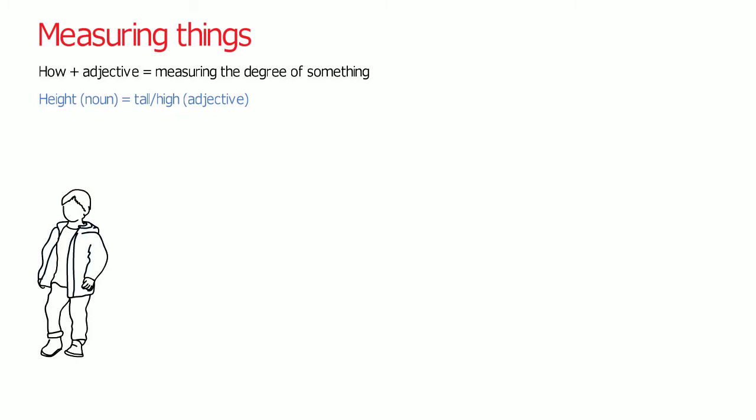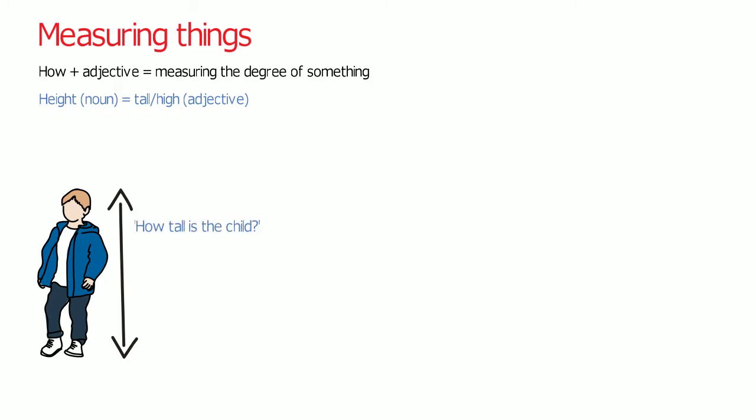For example, what is the adjective which corresponds to the noun height? That's right, tall for things which are the height of a person or smaller, and high for things which are taller than a person. And so what's the question when measuring this child? That's right, how tall is the child? And the answer would be about 1 meter 20 centimeters for the metric system and 4 feet for the imperial system.